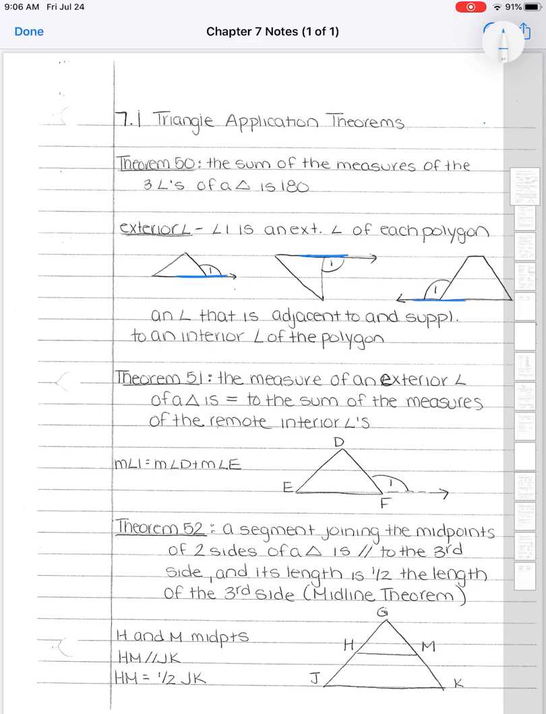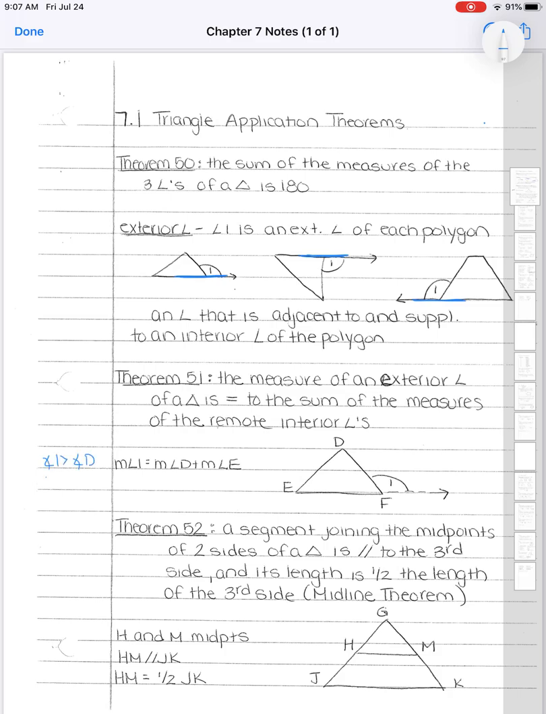So all angles in a triangle add up to 180. An exterior angle we know is an angle, or angle 1 is an exterior angle. We know from prior lessons that an exterior angle is adjacent to and supplementary to an interior angle. So again, whatever the interior angle is, it needs to make a straight line. Adjacent means it's next to, and they need to total 180 degrees.